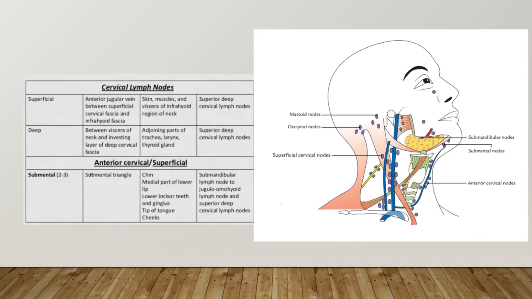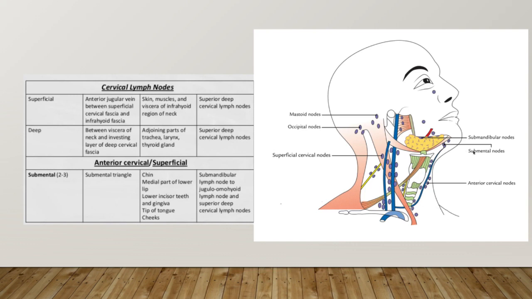Coming to the anterior cervical and superficial group of lymph nodes, these are the submental lymph nodes, which are seen here below the mandible. The submental lymph nodes, which are 2 to 3 in number, are located in the submandibular triangle. They drain the chin, the medial part of the lower lip, the lower incisor teeth, gingiva, the tip of the tongue and the cheeks. So, only this region.